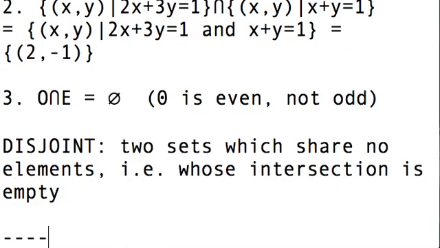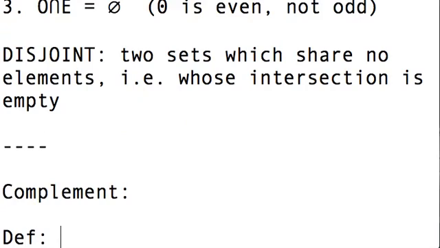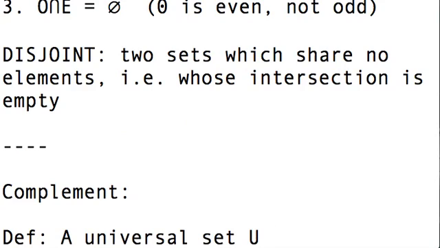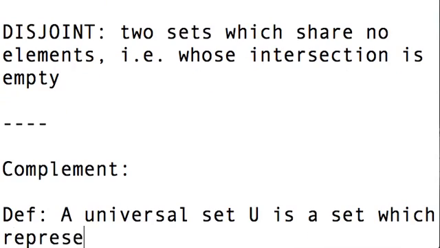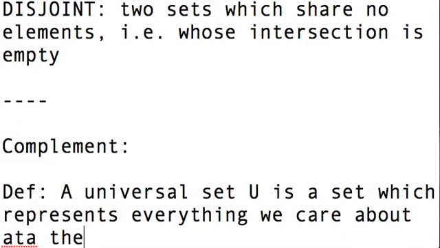There's one final relation I would like to talk about, which is the complement. But before I get into the complement, let me first define a universal set. A universal set, which we usually denote by U, is a set which represents everything we care about at the moment.